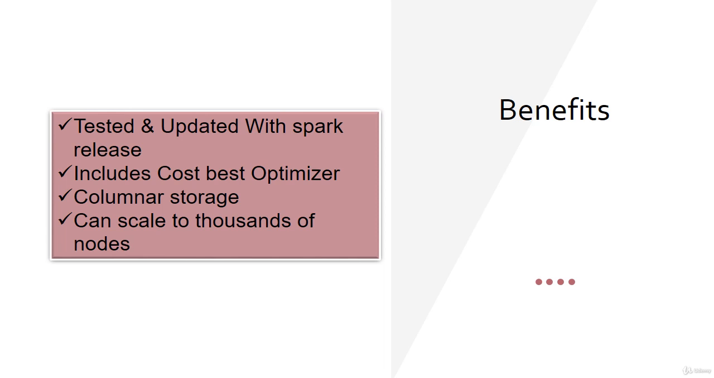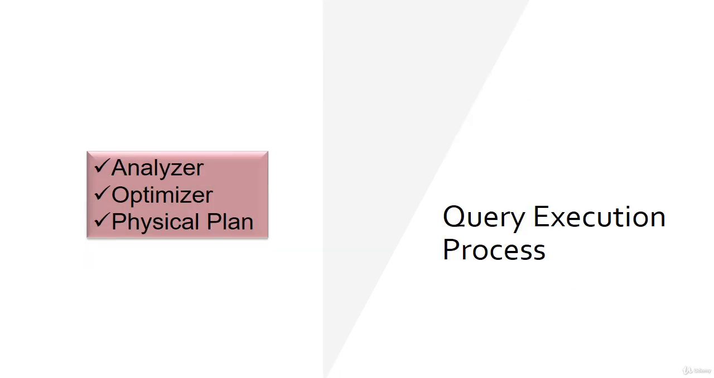Spark SQL is developed as part of Apache Spark. Thus, it gets tested and updated with each Spark release and the best practices integrated. Spark SQL includes a cost-based optimizer, columnar storage, and code generation to make queries fast. At the same time, it scales to thousands of nodes and multi-hour queries using the Spark engine, which provides full mid-query fault tolerance.